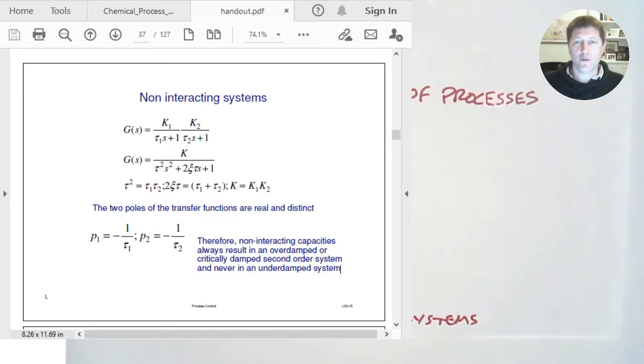We saw before that real and distinct poles correspond to overdamped systems. If the poles are equal, then it's critically damped. If the poles are real and distinct, then it's overdamped. And if the poles are complex, then it's underdamped. And so these can never be complex, so it must either be critically damped or overdamped.